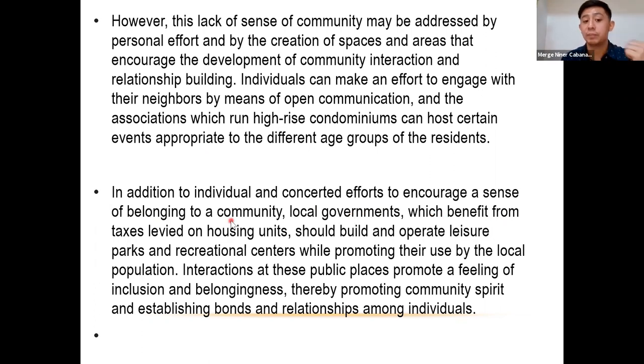In addition to individual and concerted efforts to encourage a sense of belonging to a community, local governments which benefit from taxes, because of course we pay property taxes, levied on housing units should build and operate leisure parks and recreational centers while promoting their use by the local population. Interactions at these public places promote a feeling of inclusion and belongingness, thereby promoting community spirit and establishing bonds and relationships among individuals. Now, let's proceed to the most important part, the conclusion.